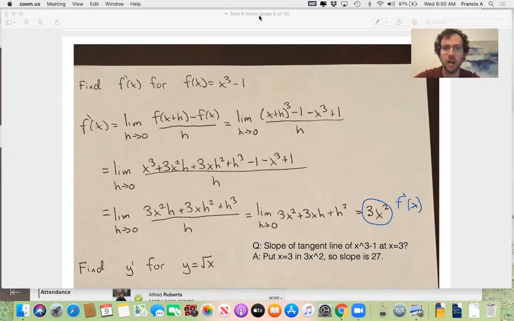Last questions about this example. Either the simplifying work or the way that we can use it now to find all these slopes without having to set up a different limit every single time.